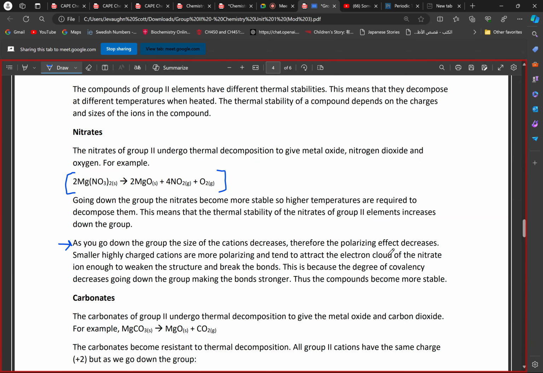And that's what's happening with the nitrates. The nitrate stability increases as we go down the group, because that charge density is now increasing and you're able to polarize the molecule better. So your molecule loses its covalency and has more electrostatic interactions, allowing the bond to be way stronger and not easily thermally decomposed. Hopefully that wraps it up there.